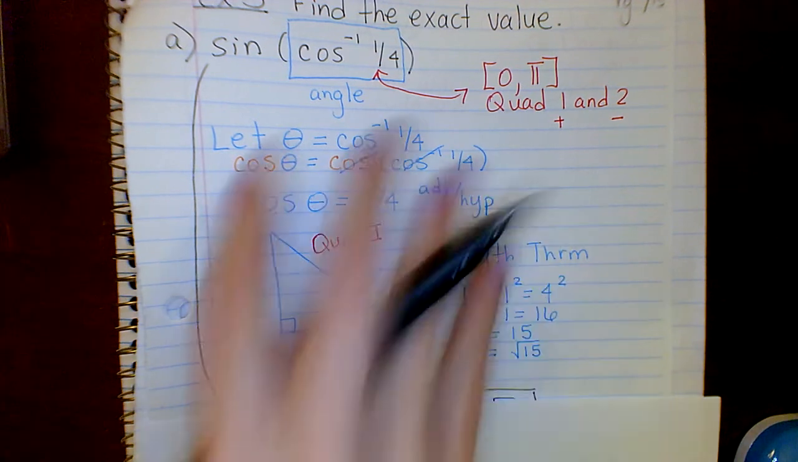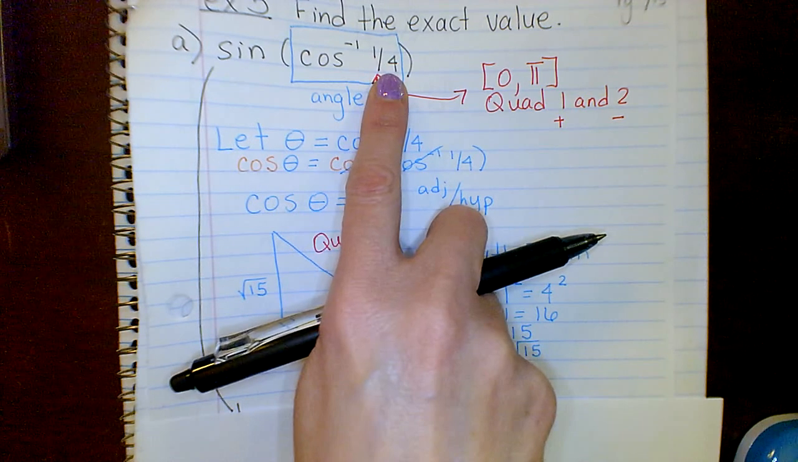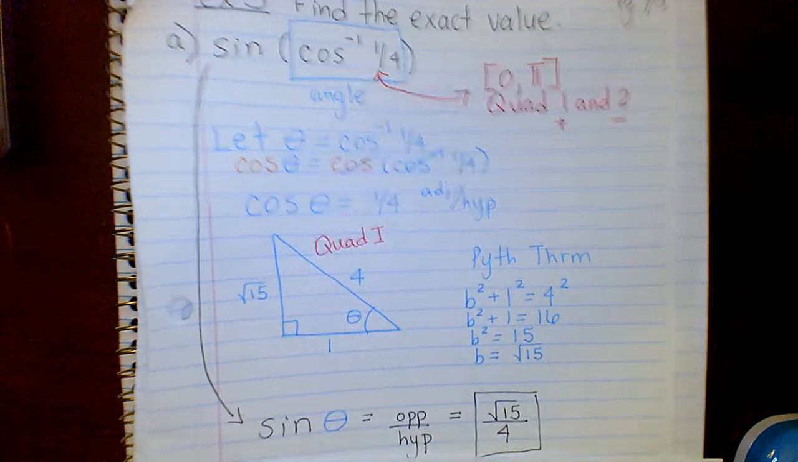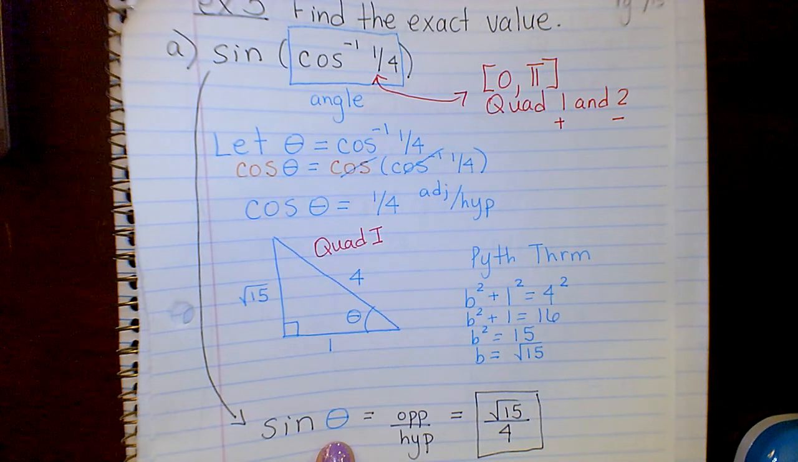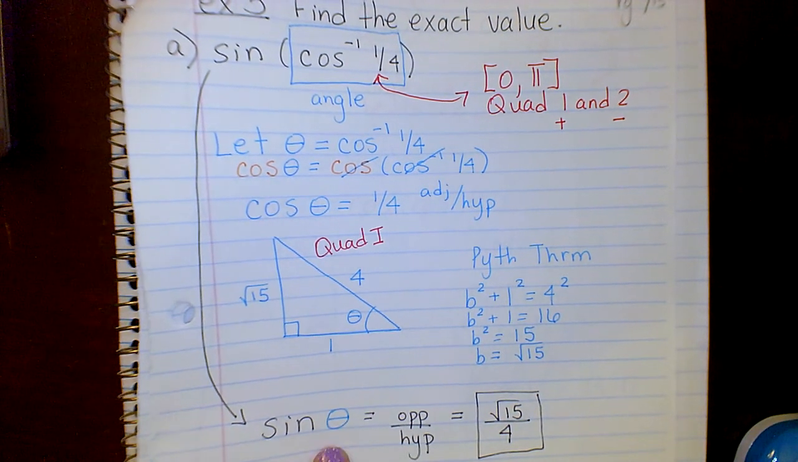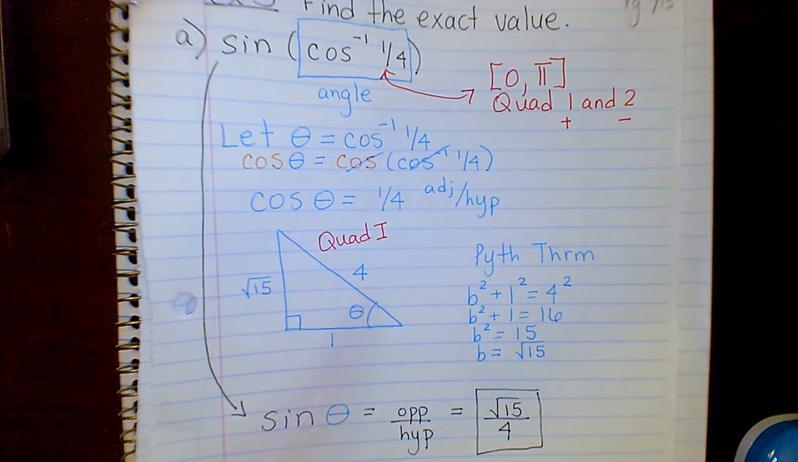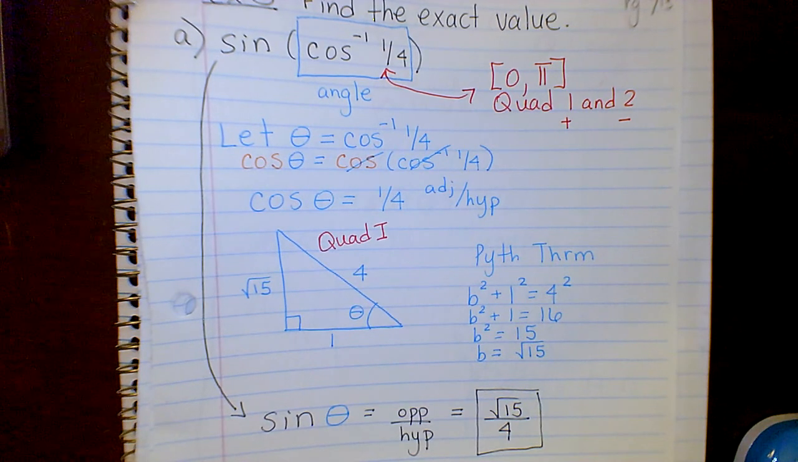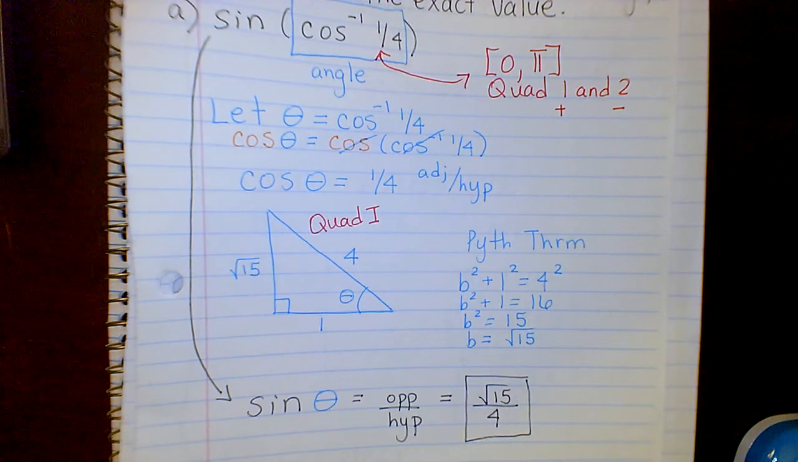Now, look at all this stuff that's in blue. I called all of that angle theta. So, coming back to the beginning, I have sine of angle theta. Now I've got a triangle to go with this angle. The sine is the opposite over hypotenuse. So it's root 15 over 4. That's the exact value. If you write me out a decimal, no matter how many decimal places you take it, it is still an approximation.